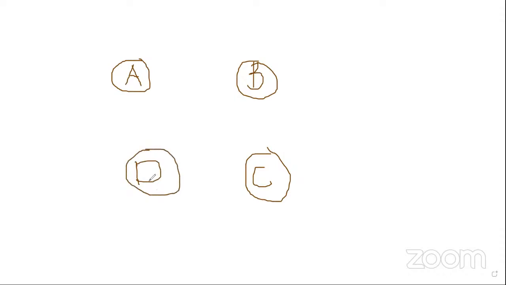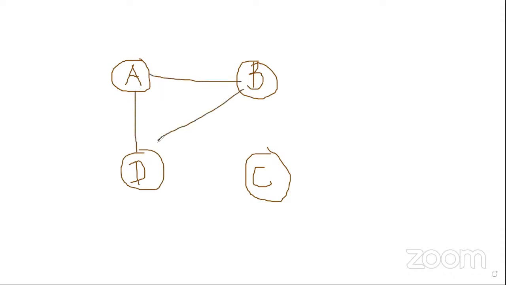Okay, so I have this node A, node B, this is node C, and this is D. I'll have a couple of edges among these. So this is an edge, and this is another edge. So this is a graph. It's an undirected graph, right?